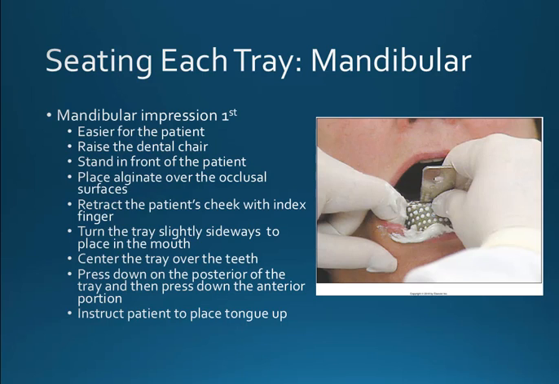Then you want to instruct the patient to place their tongue up, and that'll help right up in between the 2 sides so that their tongue doesn't get stuck on the impression tray. And then lastly, instruct the patient to breathe through their nose.